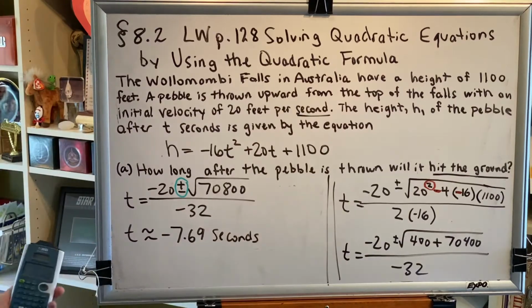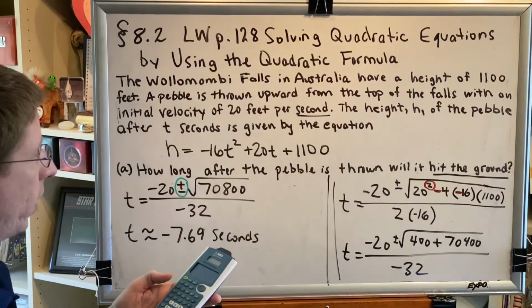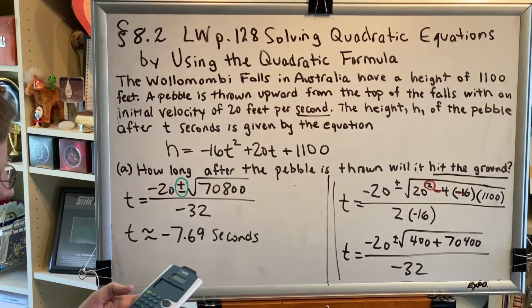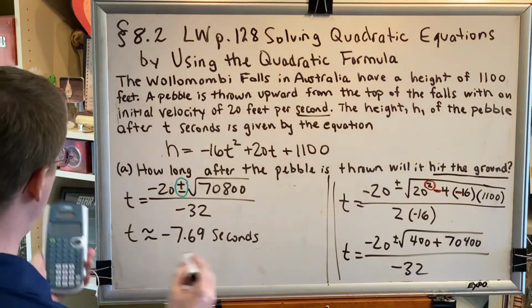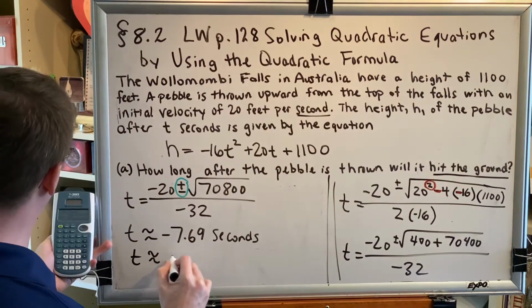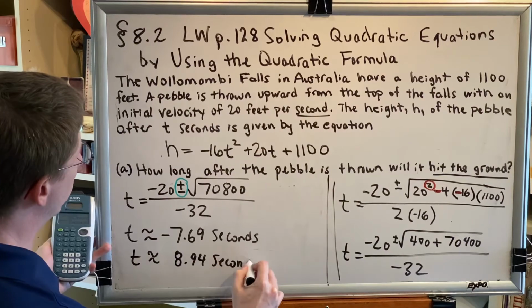All right, now we're going to do this again for the minus part of the plus or minus. So we get negative 20 subtract square root of 70800, enter, which gives us negative 286.0826939. Then divide that by negative 32, and we get t is approximately equal to 8.94 seconds.